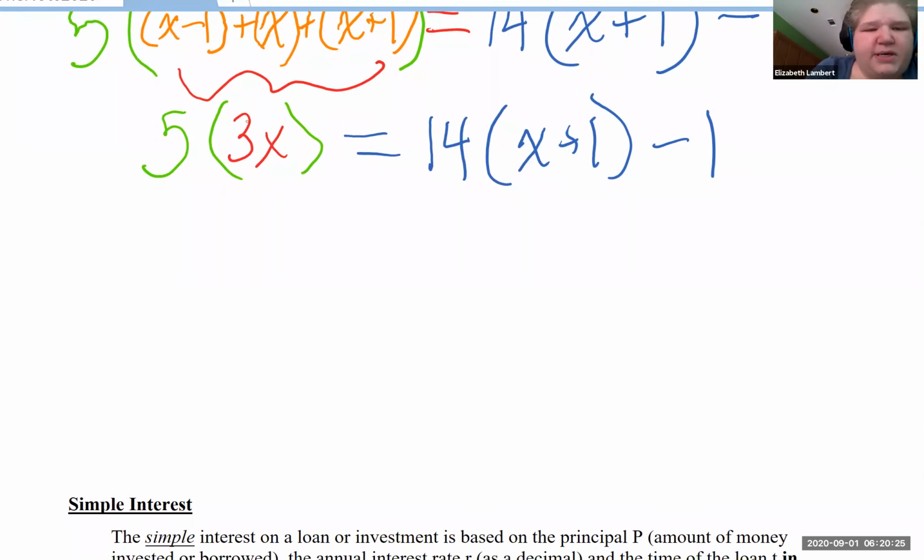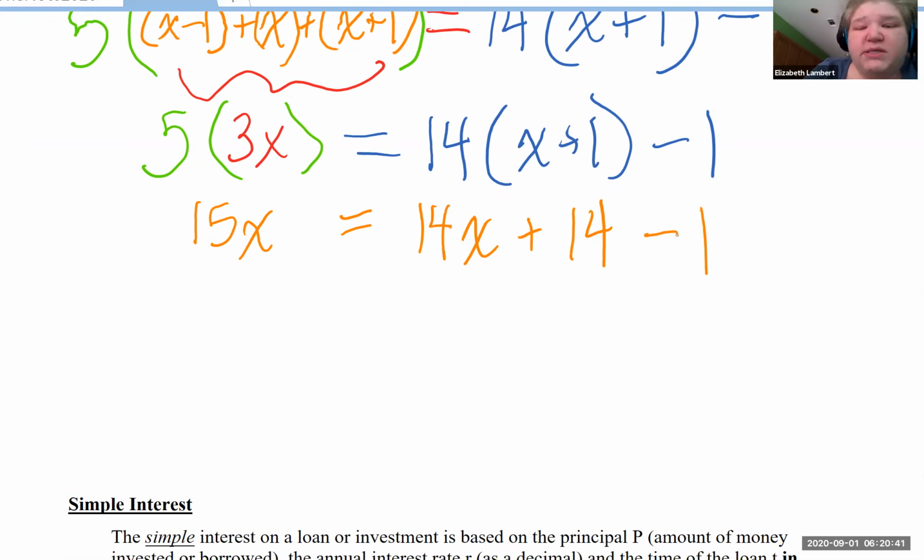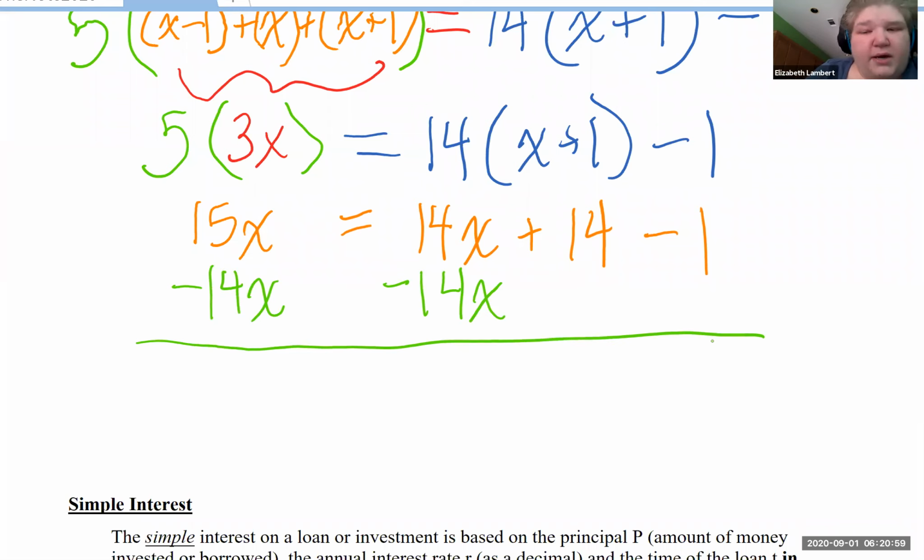So just going to run through this. This is going to be 15x. We will distribute the 14, so that is 14x and plus 14. And then with the minus 1 still, aha, so we got some like terms there. And we also have x's on both sides. So I'm going to move the x's over here, and kind of rudely, I am also going to combine these guys at the same time.